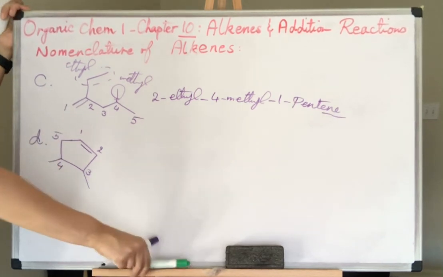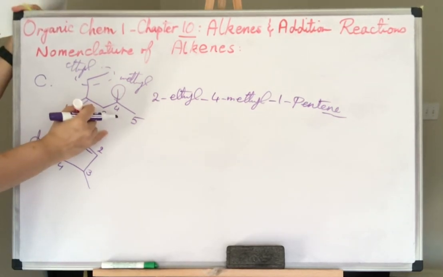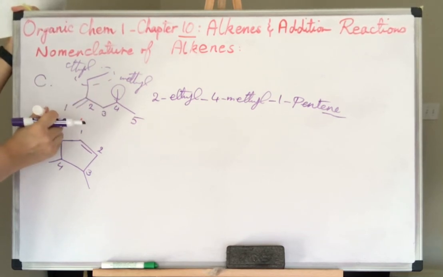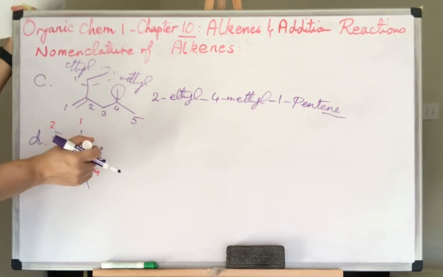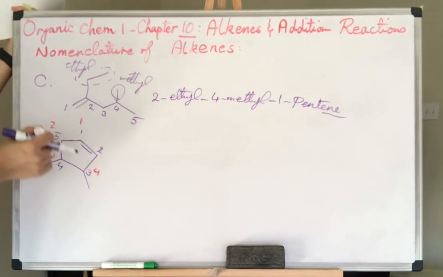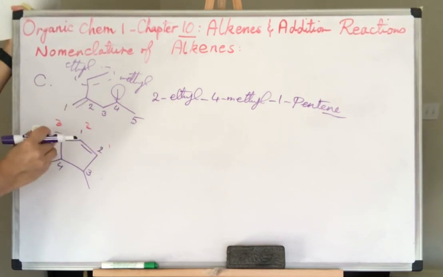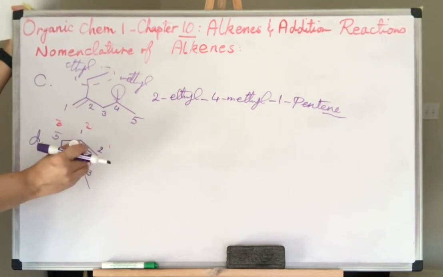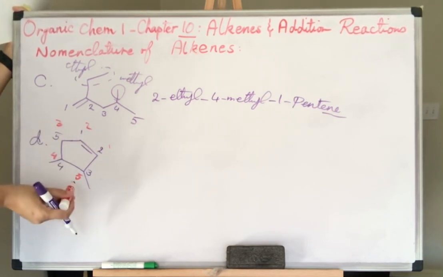But if you go on the ring counterclockwise, 1, 2, 3, and 4, this is not correct because you're not including the 2 carbons of the double bond. If you go with this carbon, 1, 2, 3, 4, 5, then the first branch is going to be on the 4th carbon instead of the 3rd carbon.